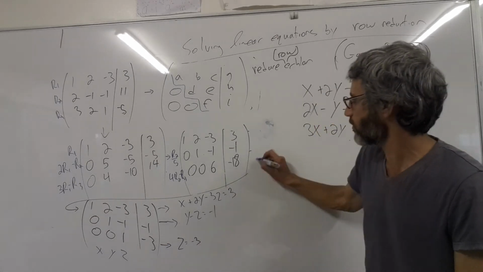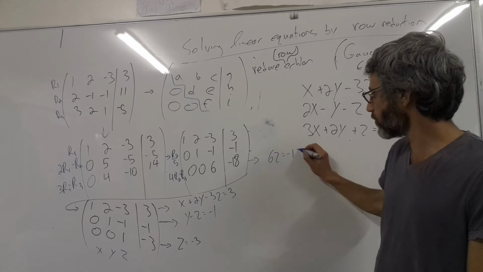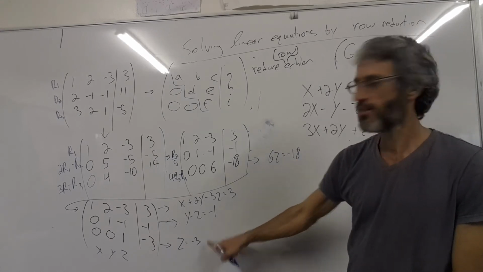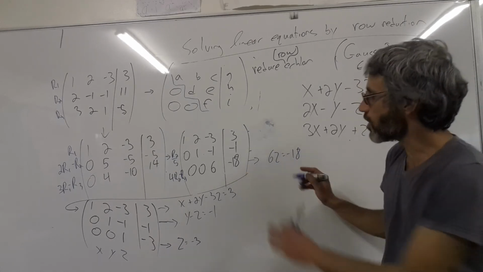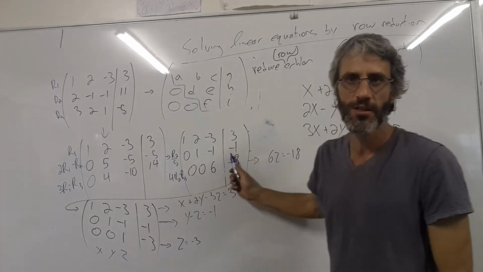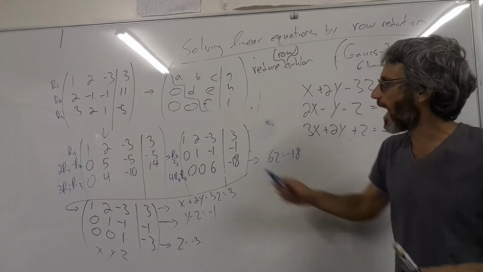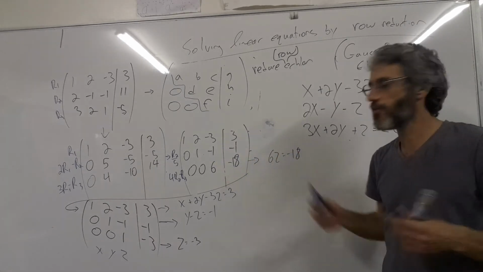What would this row tell us? 6Z equals minus 18, which is obviously the same as that. So you can leave it there. If you want, you can even leave it as 5 and minus 5, then it's just going to tell us 5Y equals minus 5. So you don't have to go to 1 like that. It's only if you want to.